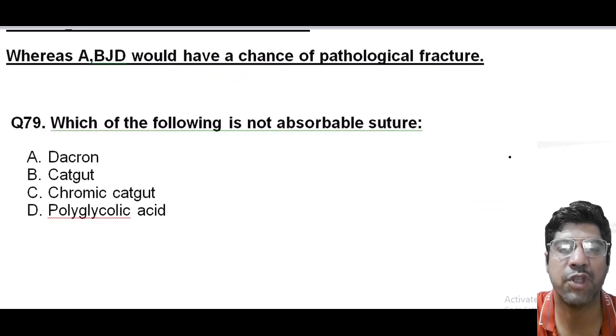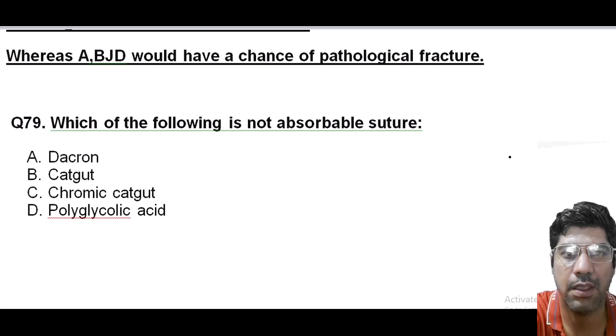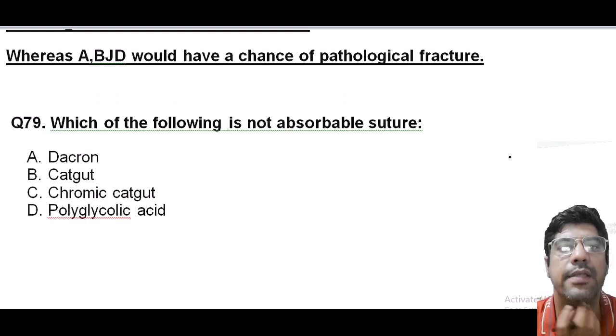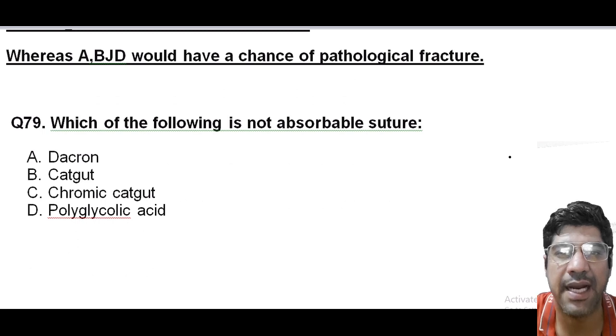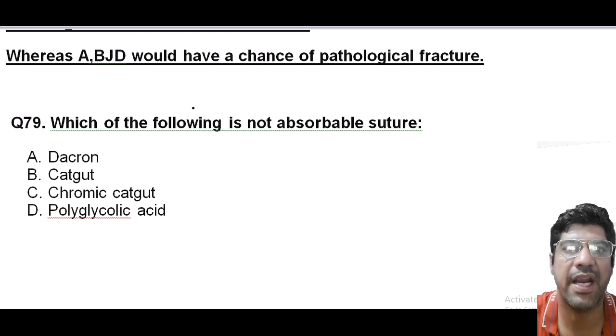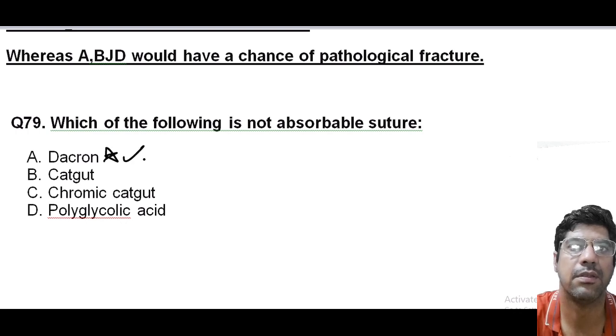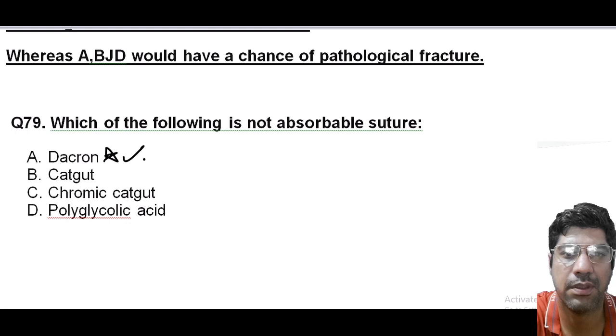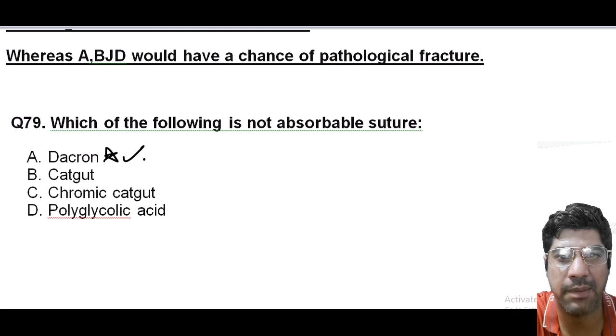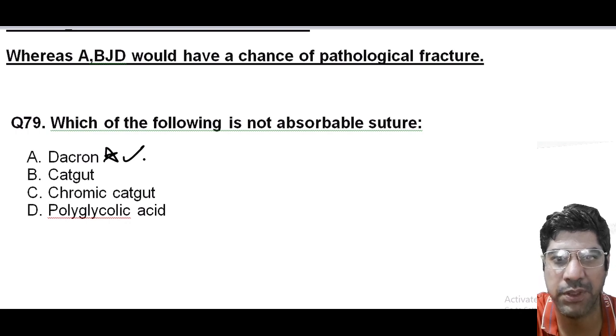Which of the following is not an absorbable suture? The answer is Dacron. It is a synthetic non-absorbable suture that is made from polyester fibers. The catgut and chromic catgut are absorbable sutures. Polyglycolic acid is another example of absorbable sutures. So Dacron is a non-absorbable suture material.